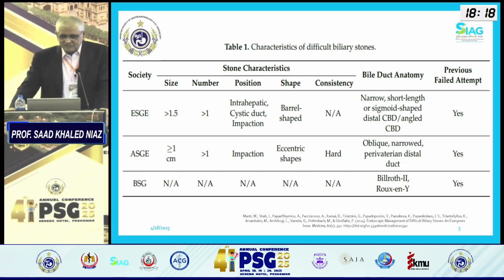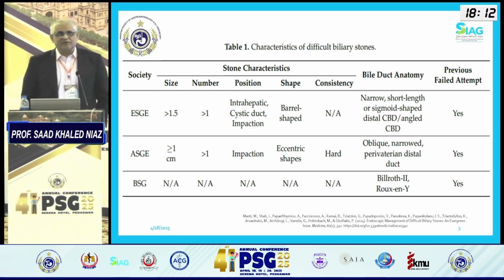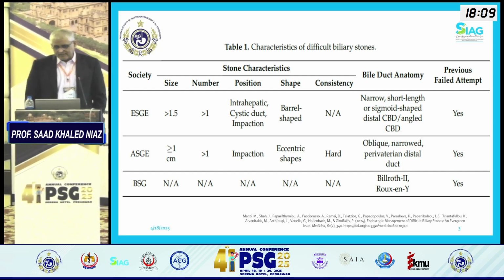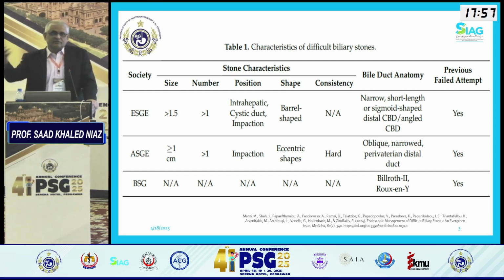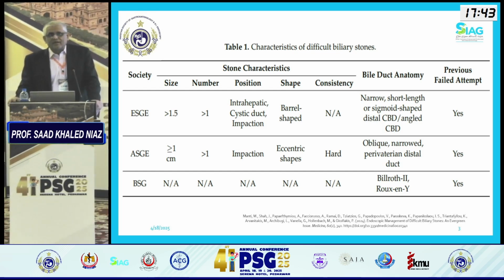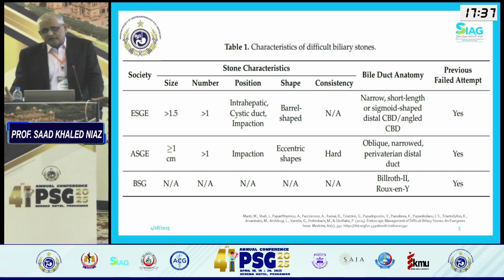Consistency, according to ASGE, hard consistency is more difficult. Again, it depends on the size and shape. A hard stone can be easily pulled out. Bile duct anatomy is obviously very important, and so is a previous failed attempt. Again, this depends on who is doing the new attempt, how experienced he is, and what modalities are available to you. If you're going to embark on removing large or difficult stones, you need to make sure that you have everything you need to deal with it, including experience.